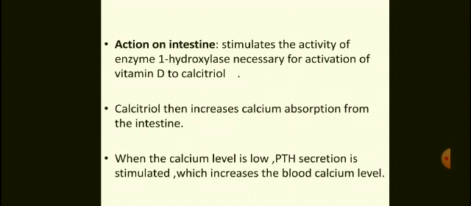When the calcium level is low, PTH secretion is stimulated and it increases the blood calcium level. So PTH is secreted when the calcium level is low. At that time PTH secretion occurs and it increases the blood calcium level.